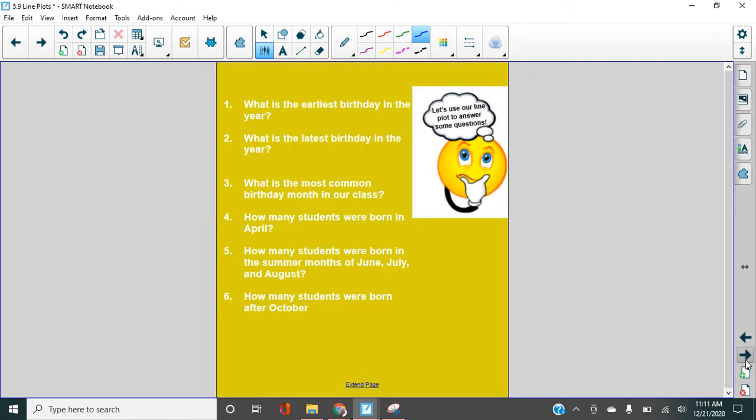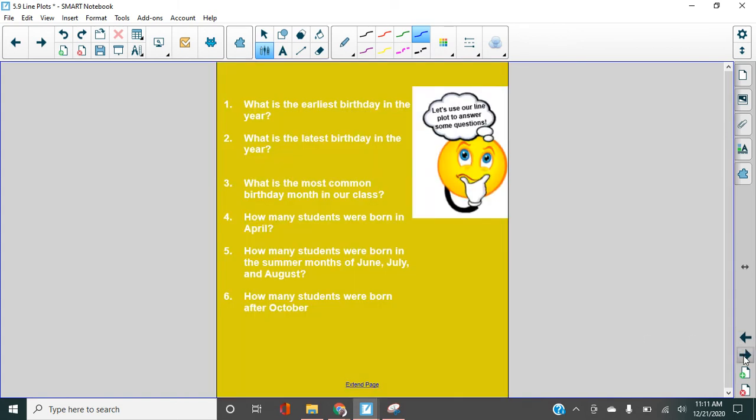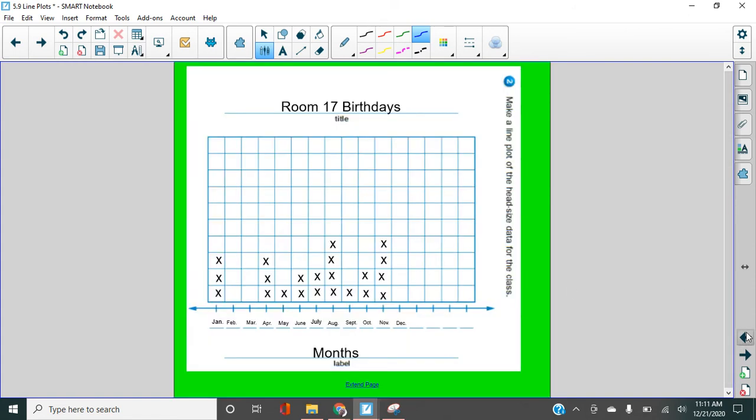Other questions we might have. What is the most common birthday month in our class? Now we're looking for the tallest stacks. I see 2 months. Which 2 months tied for the most common, most frequent answer? August, with 4, and November with 4. How many students were born in April? Should have said 3.